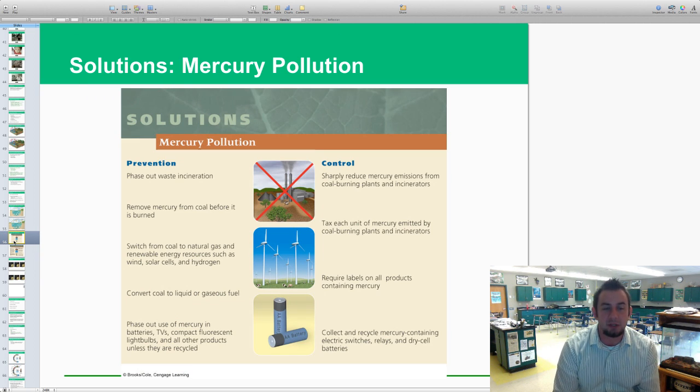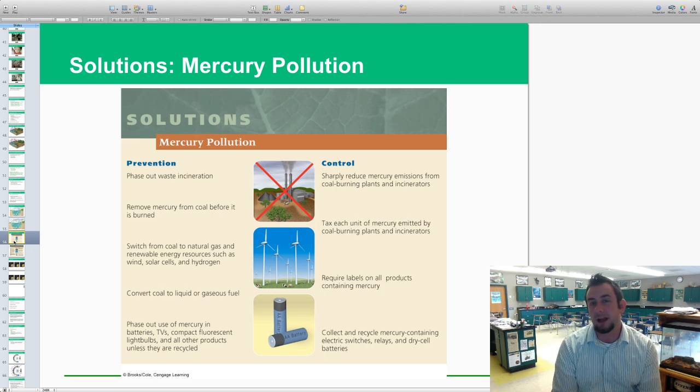Phase out waste incineration. Remove mercury from coal before it's actually burned as a fuel source. Switch from coal to a more renewable energy resource, or natural gas is, I guess, another one. Convert coal to liquid or gaseous fuel first, which takes out some of that mercury. And also phase out the use of mercury in batteries, TVs, other electronics, light bulbs, things like that.